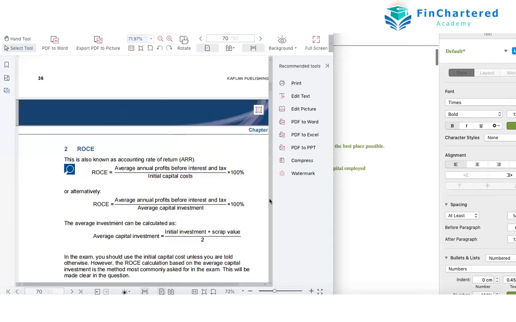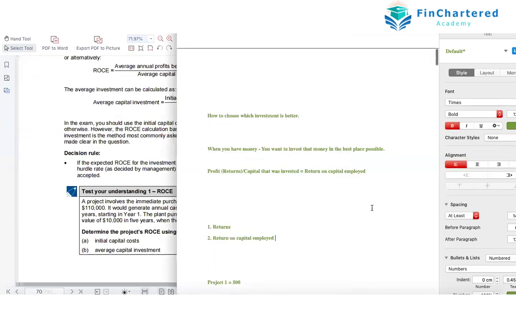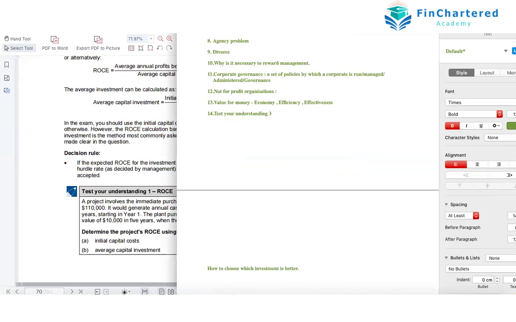Right? ROCE is the profits before interest and tax divided by the capital that you had initially invested. So again, let's look at a sum. Let's do test your understanding 1. So we're doing ROCE. ROCE is return on capital employed. And obviously the formula is returns or profit before interest and tax divided by the initial capital invested. Let's look at test your understanding 1.